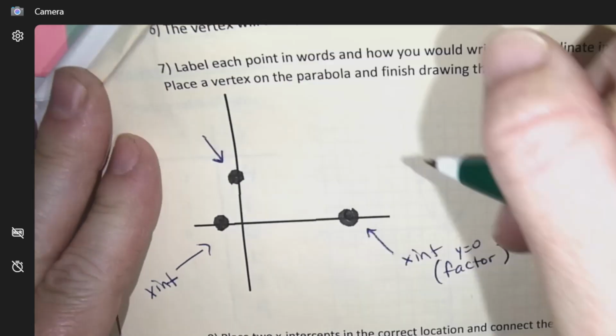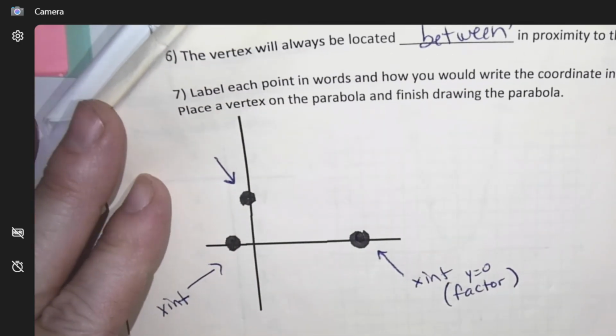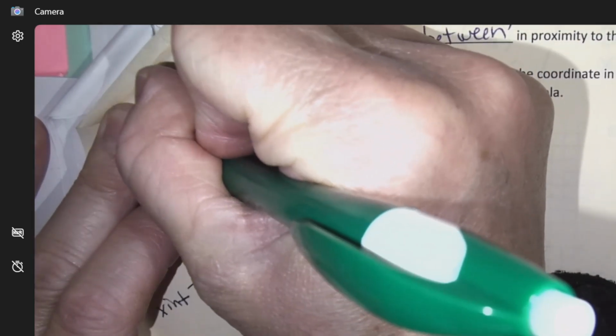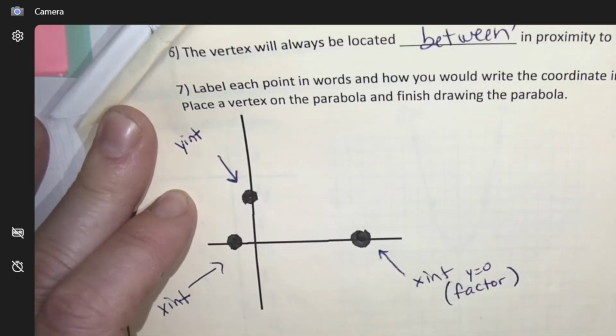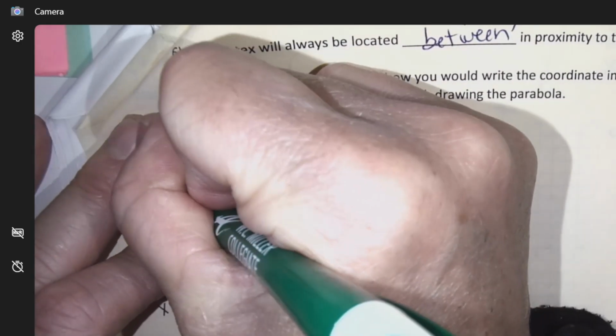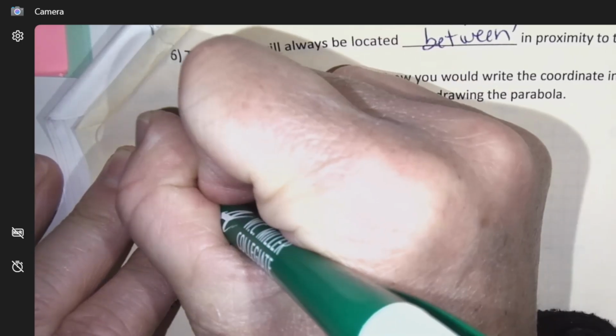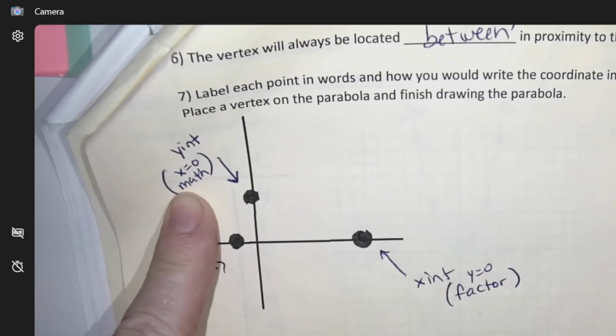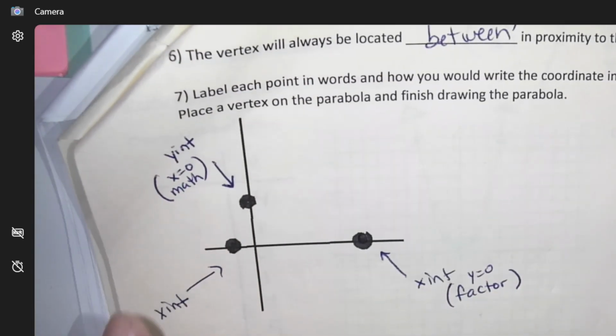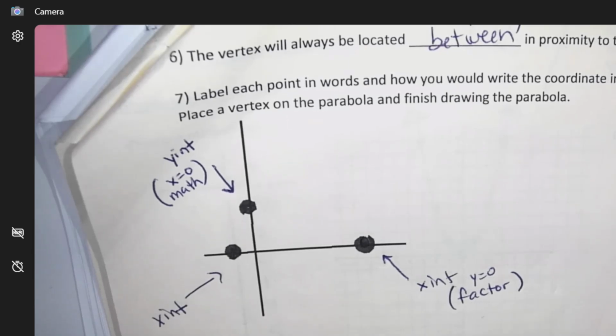This coordinate, what is this one called on a graph? That one is called a y-intercept. How do you get y-intercepts? You make x 0, and then you just do math. You figure it out.